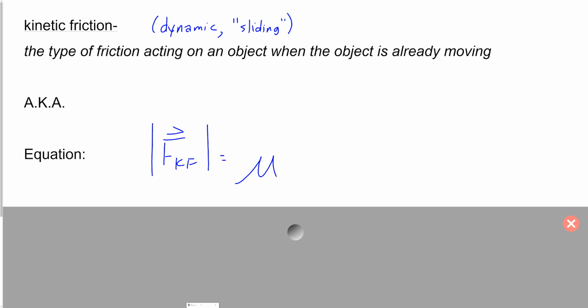So mu, whatever that means, with a subscript k, times Fn. What does Fn stand for? Yep, the normal force. Normally, the normal force is the same as gravity. If we're talking about the curling rock on the ice, gravity pulls down on the curling rock, the normal force pushes up with the same value as gravity pulling down. So we just say, well, calculate m times g, that's the normal force.